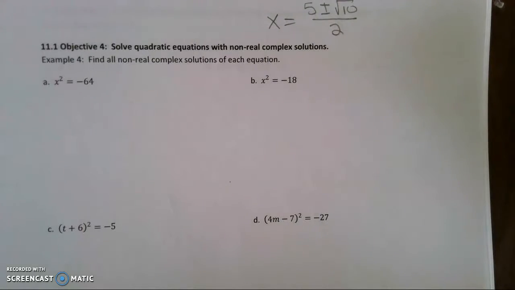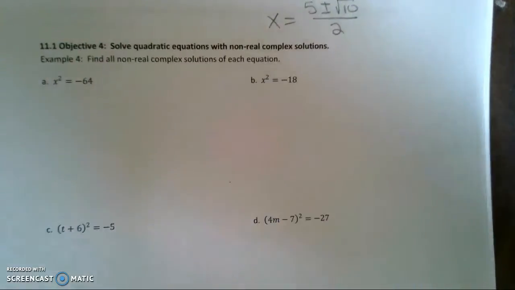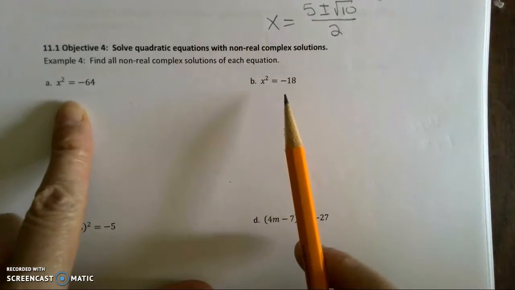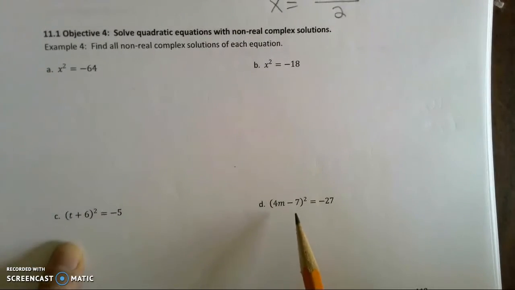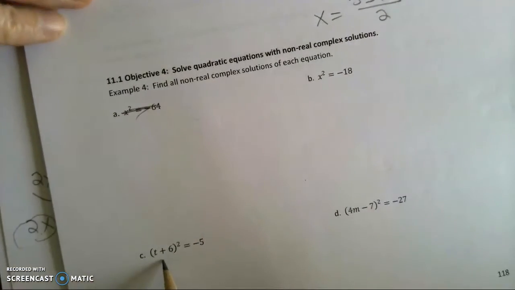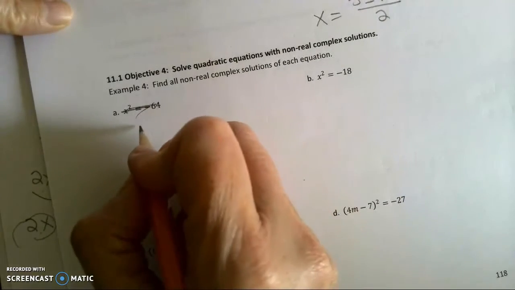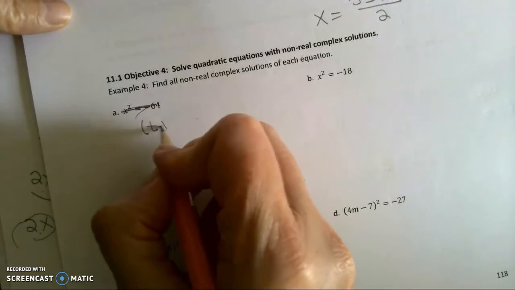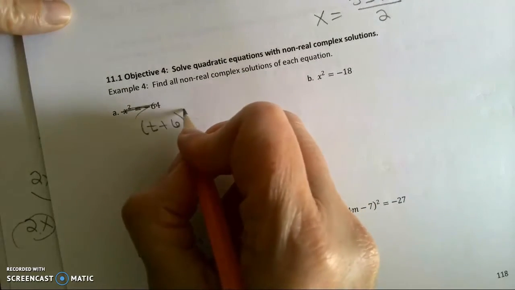So we're on 11.1, objective 4. This time we're going to do the same thing, but this time we're going to have some solutions which will be non-real. So these two are probably the easiest, so I'm going to skip down and do the two harder ones. Okay, because I write pretty big, I'm just going to write this up here so I have more room.